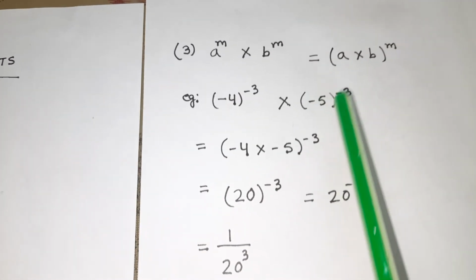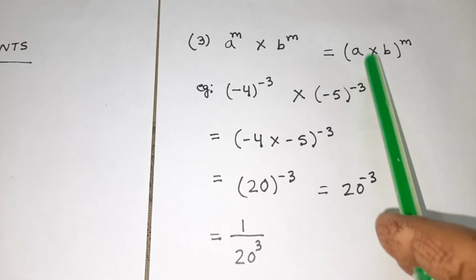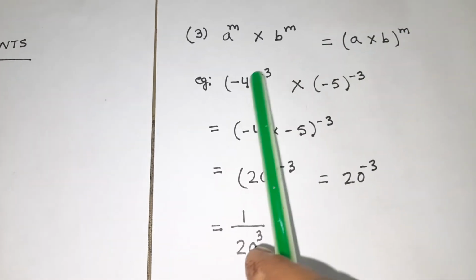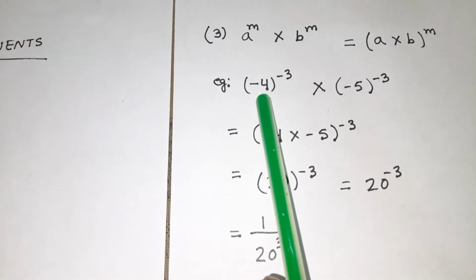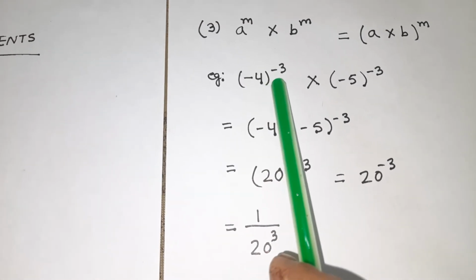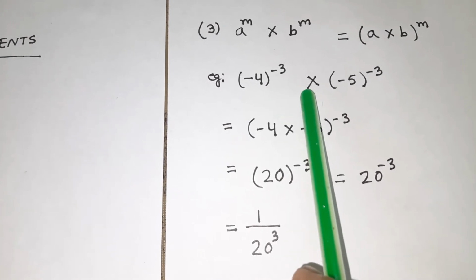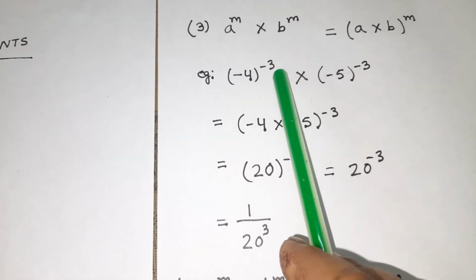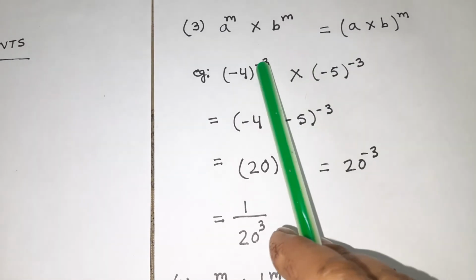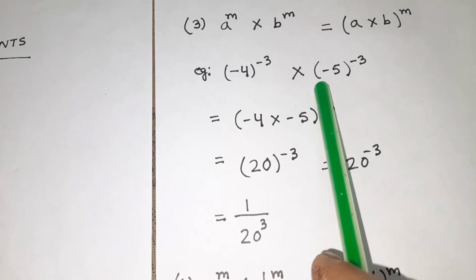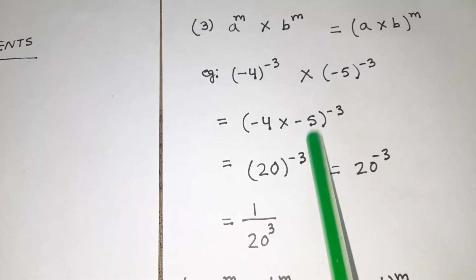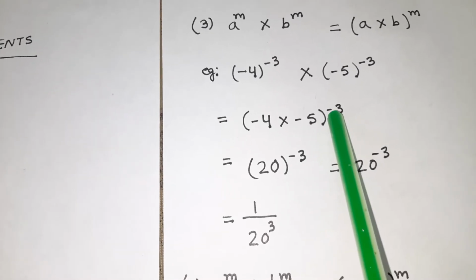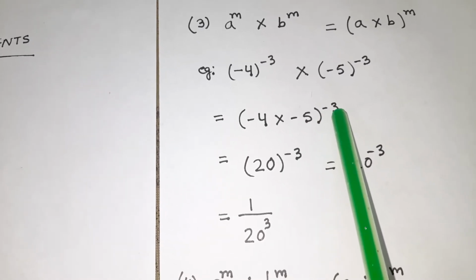So what you do? A into b you will take as a whole raised to the power m. Is it clear? Let us see through an example. Minus 4 raised to the power minus 3 into minus 5 raised to the power minus 3. See, powers are the same, minus 3, but the bases are different. So, a into b means minus 4 into minus 5 and raised to the power minus 3.